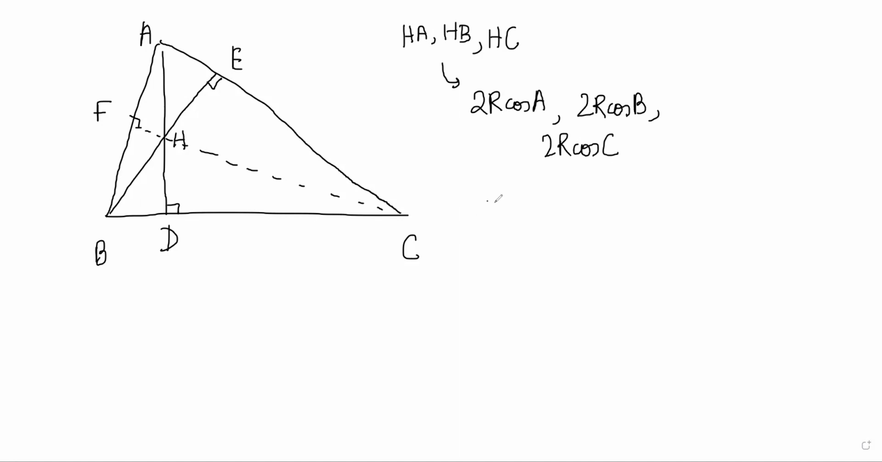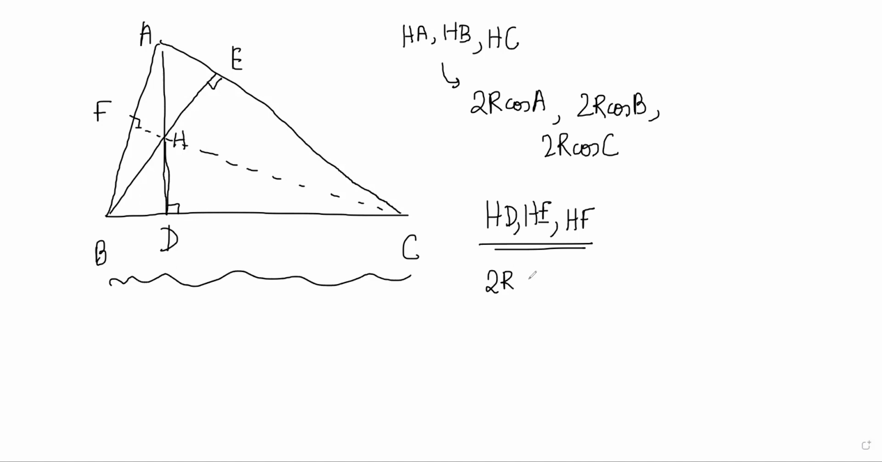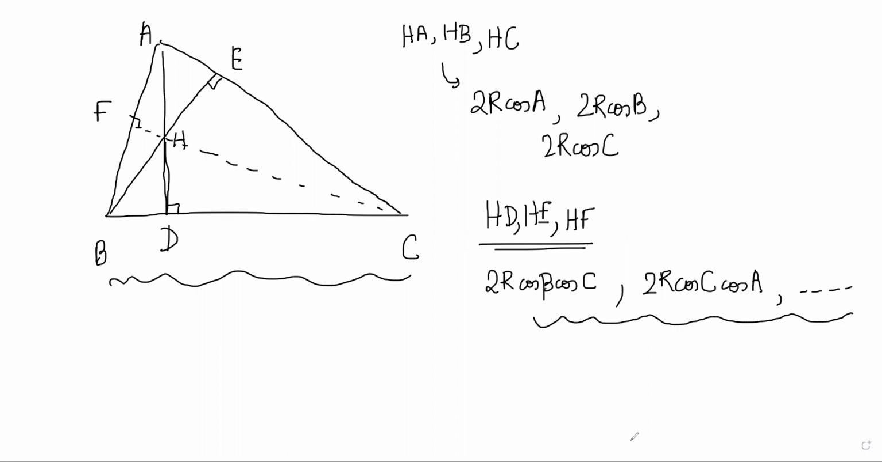And I can also tell you now HD, HE, and HF, which is the distance of the orthocenter from the sides, and that will be, for HD, notice that it is 2R cos B cos C, because it is on BC, right? So it is cos B cos C, and HE was on which one? CA. So HE will be 2R cos C cos A, right? Correct. So similarly, you have all the three distances here, right? Is everyone understanding this? Okay, great.